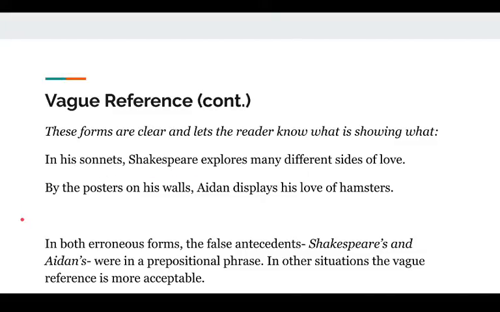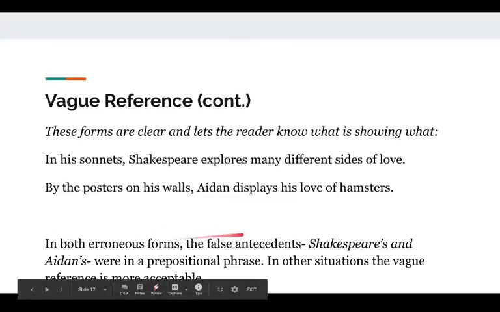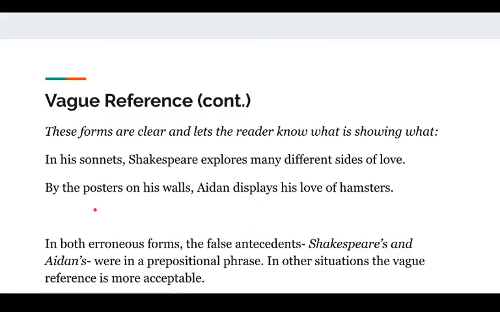It also cannot be the antecedent, so these are more straightforward and make more sense. So in both erroneous forms, the false antecedents, Shakespeare's and Aidan's, were in a prepositional phrase. So in other situations, the vague reference is more acceptable.